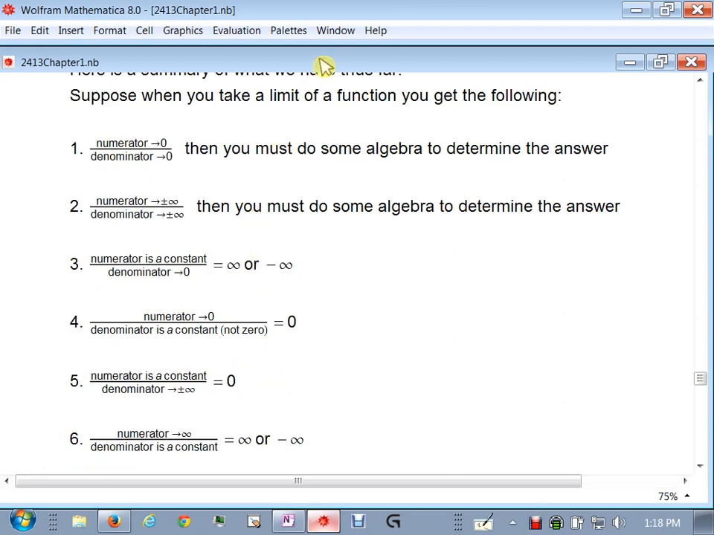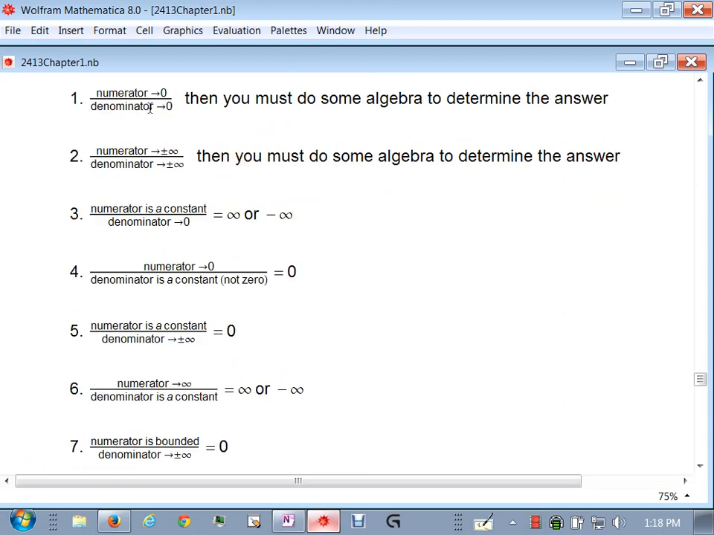Anytime you take a limit and you get one of these 7 things, then here's what you do. Anytime your numerator and denominator both go to 0, you have to do some algebra, or some trick. Anytime you get infinity over infinity, and it doesn't matter if it's positive or negative on top or bottom, you have to do some algebra. Anytime your numerator is constant or fixed, divided by your denominator, which is 0, you get infinity or negative infinity, and I forgot to put in here what else? Or does not exist, all right?